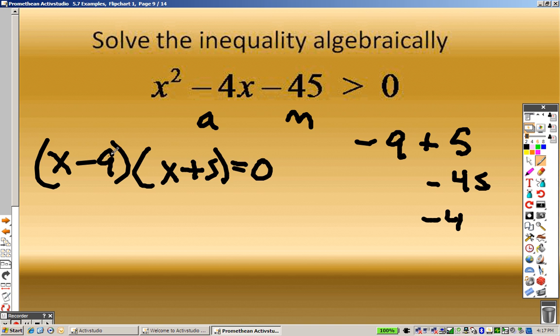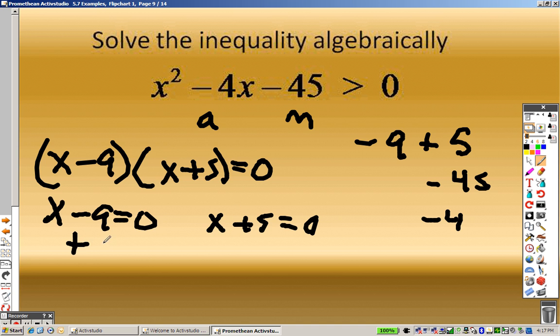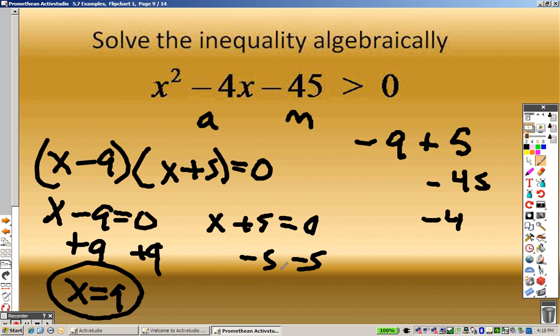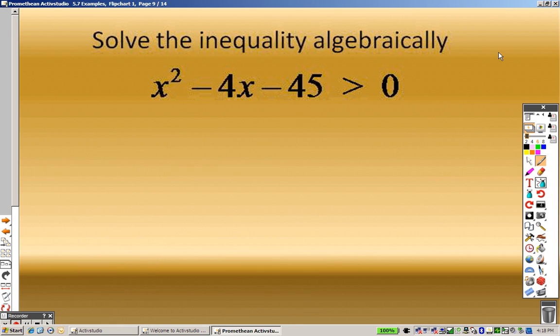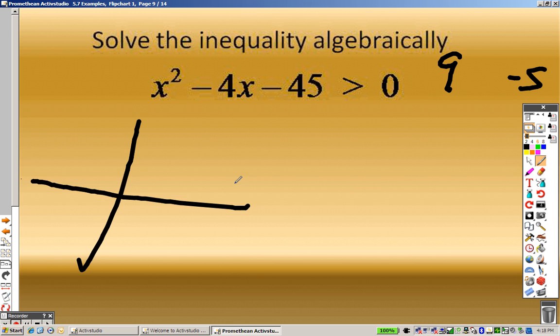You can probably solve those by now in your head. One last time, I will separate them so you can see all the work, but you can probably just figure out we just do the opposites. Add 9 to both sides, we get x equals 9 as an answer. And minus 5, we get x equals negative 5 as an answer. So 9 and negative 5. What that means is at negative 5 it crosses, and at 9 it crosses. And because this is positive, that means it opens up.